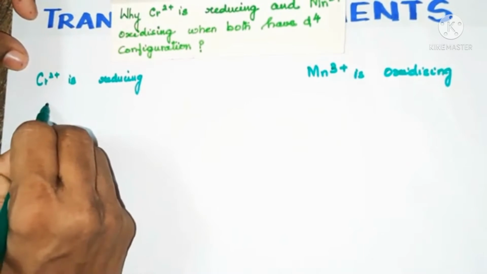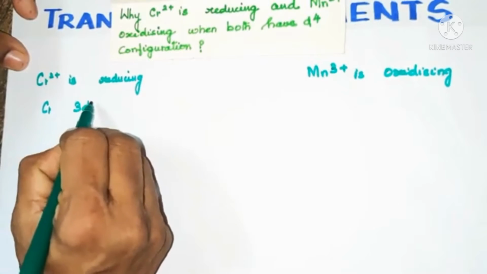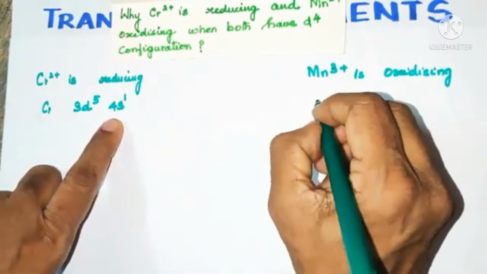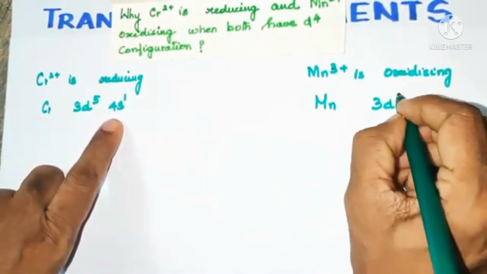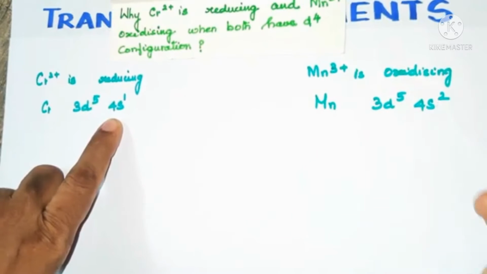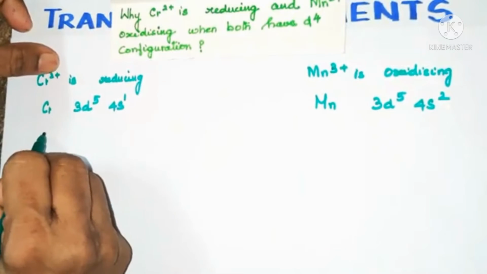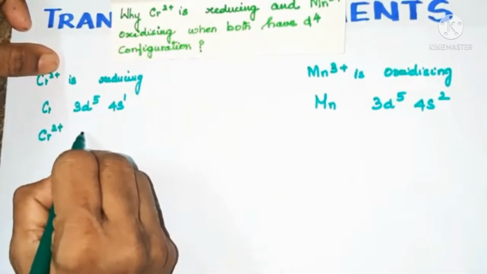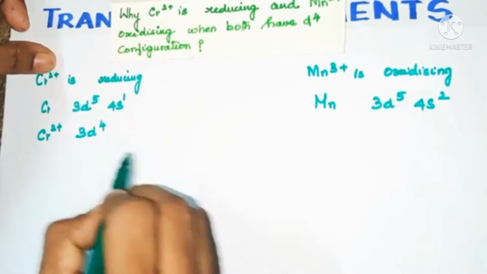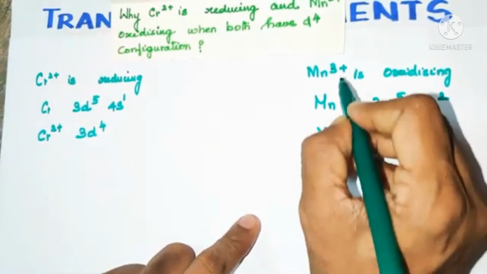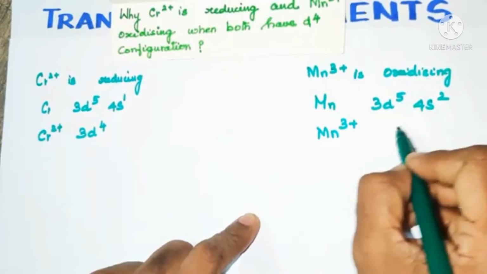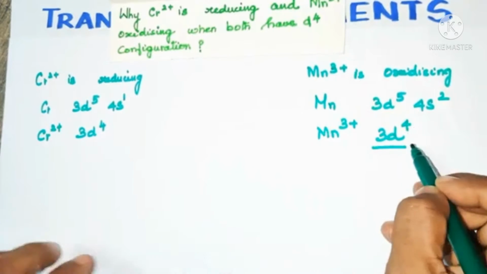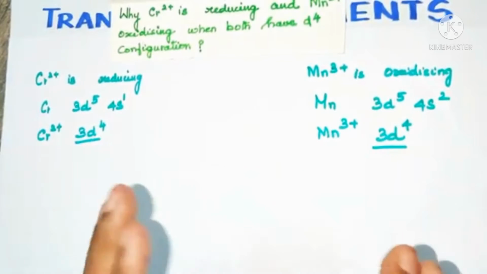Okay, check it now. The chromium outermost electronic configuration is 3d5 4s1 and the manganese outermost electronic configuration is 3d5 4s2. Now in the chromium 2 plus ion, remove the 2 electrons from the original configuration, so you get 3d4 only. And also in Mn3 plus, 3 electrons are removed from the original configuration, so you get 3d4. Now both ions have the same configuration.